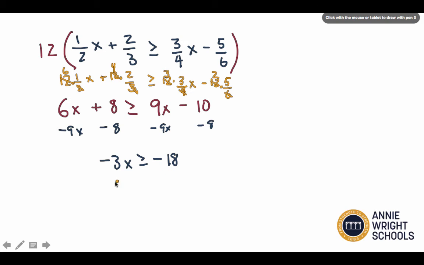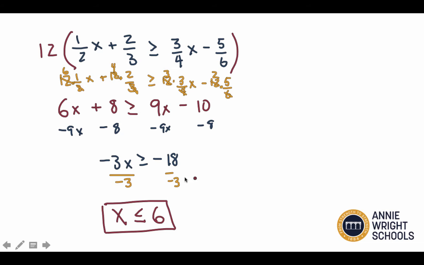I'm now going to divide everything by negative 3. When I do that, negative 3x over negative 3 is x, negative 18 over negative 3 is 6, but now I have to flip the inequality sign. Now look how nice this is and how ugly it started. Just by multiplying by the lowest common denominator, you can clear the fractions and have a pretty easy inequality.